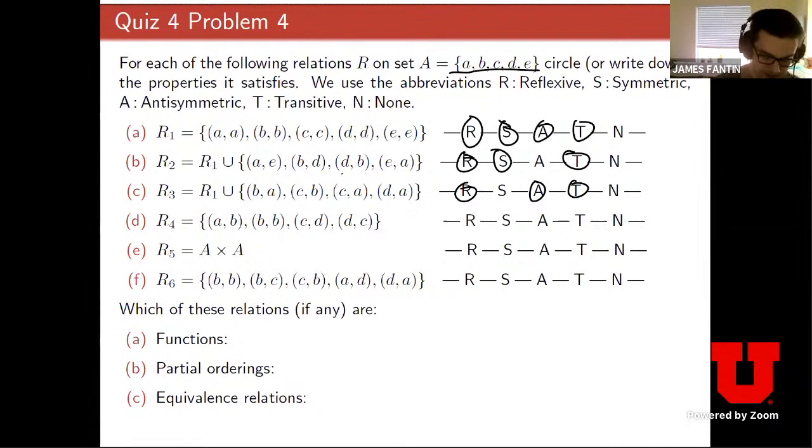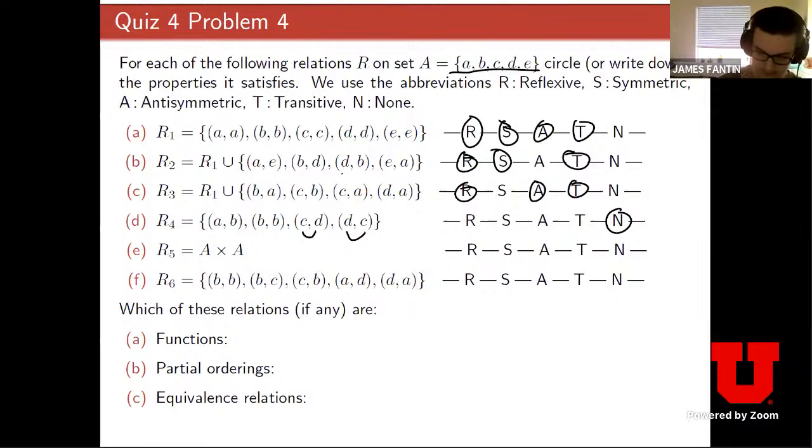R4 is not reflexive because it doesn't have (A,A) in the relation. It's not symmetric. It doesn't have (B,A) in the relation. It's not antisymmetric. (C,D) is in the relation and (D,C) is in the relation. And this one is not transitive, because (C,D) is in the relation and (D,C) is in the relation, but (C,C) is not in the relation. So it doesn't meet the definition of transitivity. So for this one, it's none.